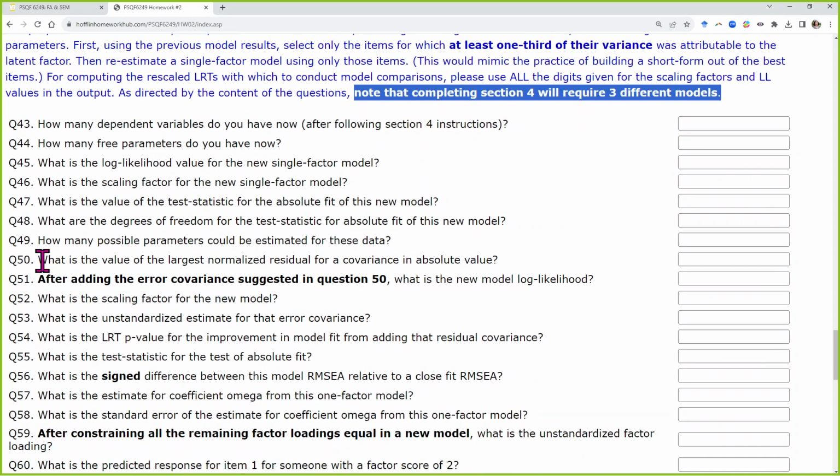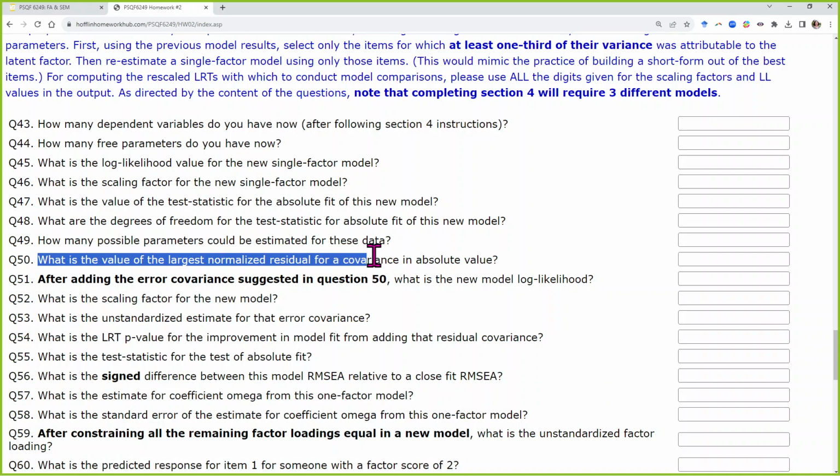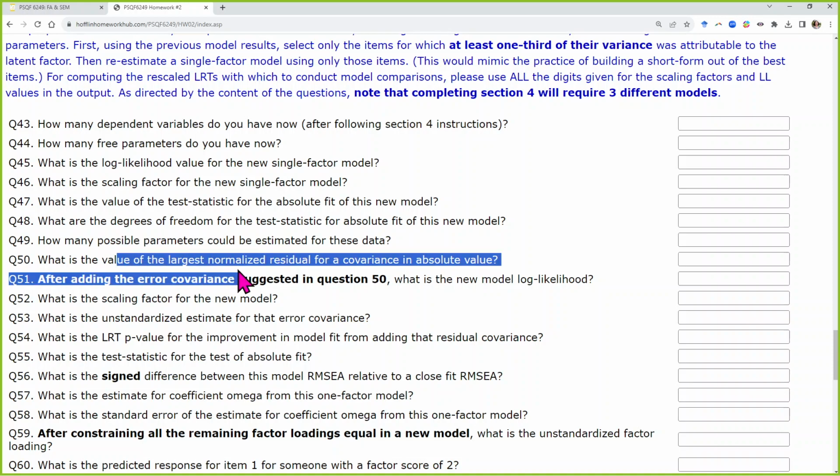But question 50 is asking about the largest normalized residual for covariance. So in this context, residual means discrepancy. It's the difference between what the model says the covariance between 2 items should be and what the data say. And I'm asking for the largest one out of all the possible combinations, and then looking for you to modify the model to introduce a new parameter that would solve this problem.